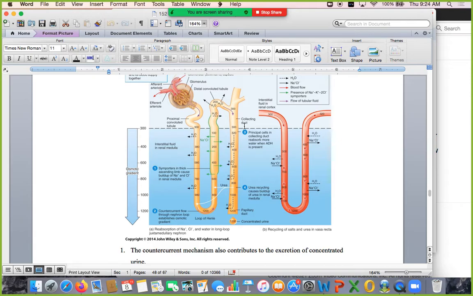So I apologize. This image is the same as the one previously. It should be in your PowerPoint presentation. You should pull out the other image, which should be the concentrated urine here. I apologize. I'll make that switch, but you should do that at home as well.